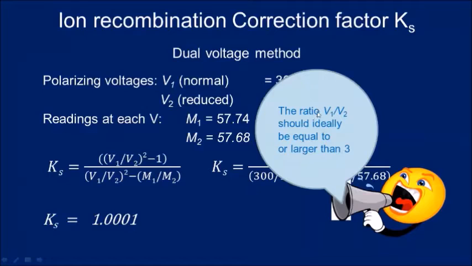So the ratio of V1 by V2 should ideally be equal to or larger than 3. That means 300 by 100 is 3. That's fine. But sometimes you may be restricted to a value of 2. For example, I have a Kapintec electrometer which has plus 300 and plus 150, so I can do only V1 by V2 equal to 2. But now we have electrometers where you can even set 400 and 100, 300 and 100. Okay.